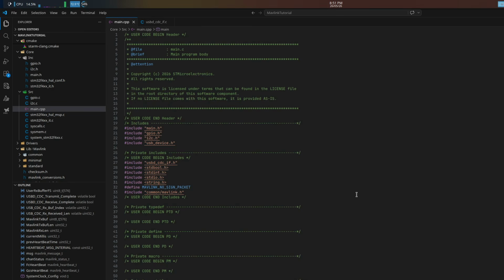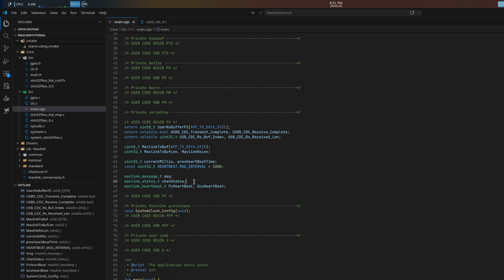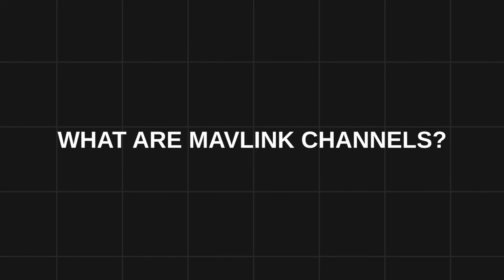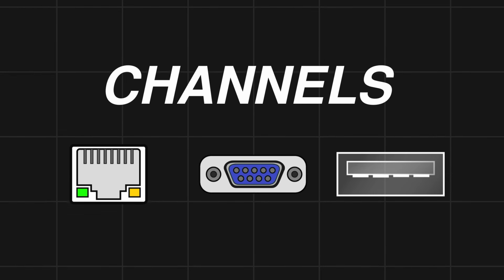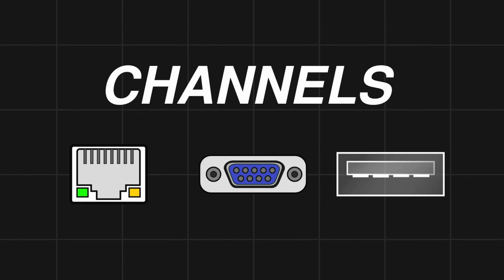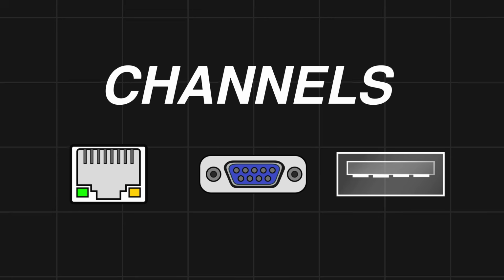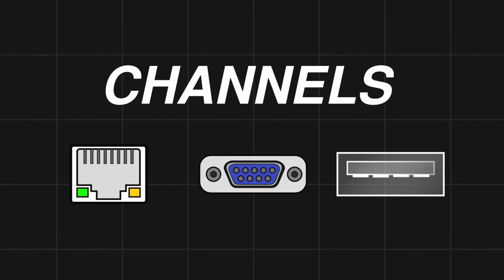To implement this in code, we first have to create a mavlink_status_t object. This object holds the information about the state of the MAVLink channel. What are MAVLink channels? MAVLink uses this concept of channels, which are logical partitions that MAVLink uses internally to keep track of data coming from various communication ports like USB, TCP and serial ports.